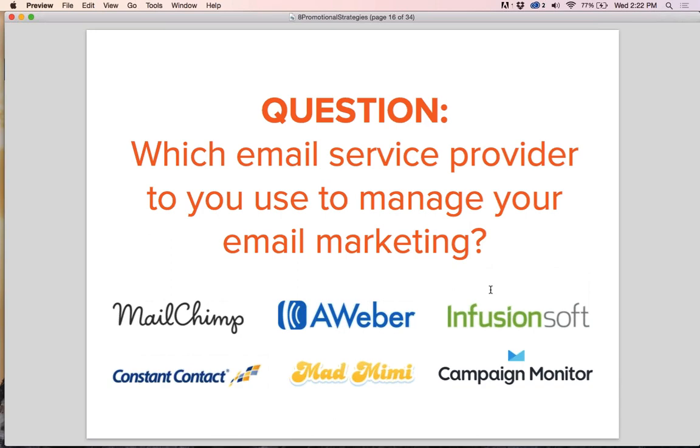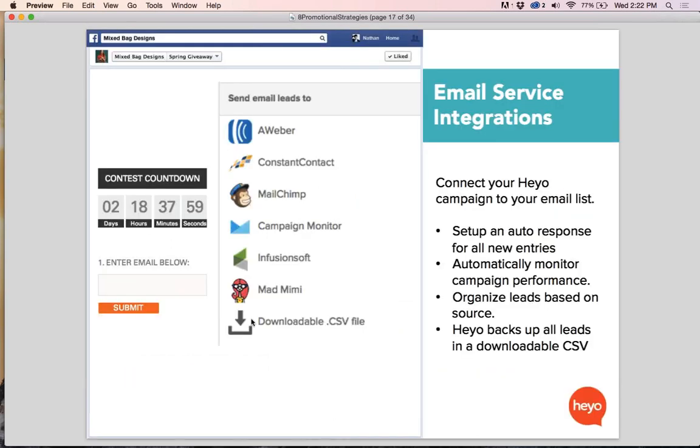Cool. Well, I just wanted to see what everybody is using because those are the ones that we have direct integrations with. So if you're setting up a sweepstakes campaign, you can actually directly add signups to your email list with those accounts. Some tips for connecting: for whatever list you connect to, make sure you have an auto response for all new entries, maybe a thank you for entering type email. By doing so, you'll automatically be able to monitor campaign performance. So how many people signed up, how many people opened your follow-up, et cetera.